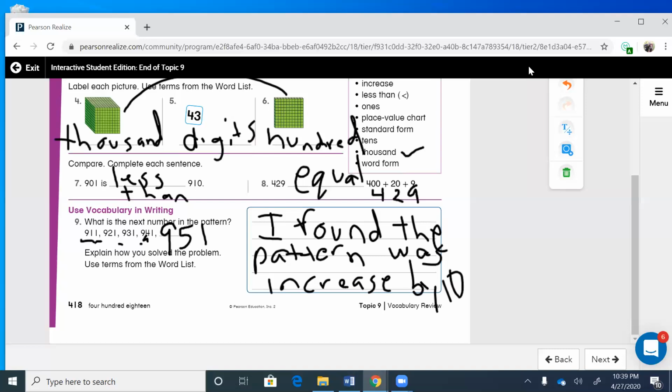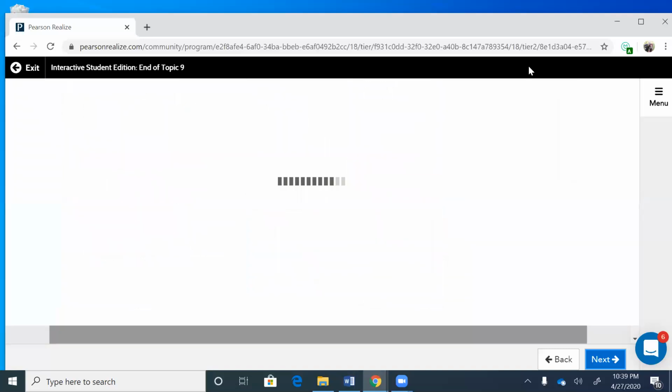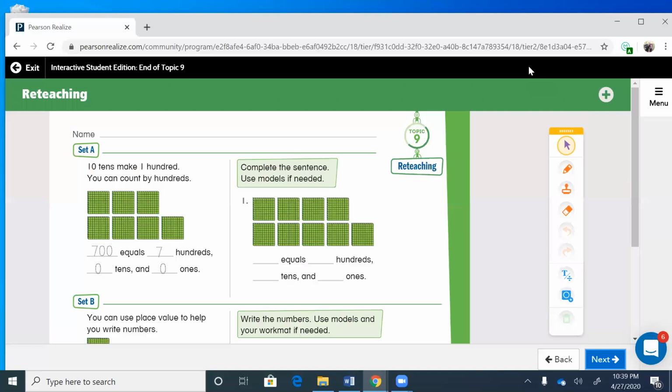All right. Let's keep on reviewing. Set A is already done for us, so let's just move right on to number 1. Complete the sentence, use models if needed.